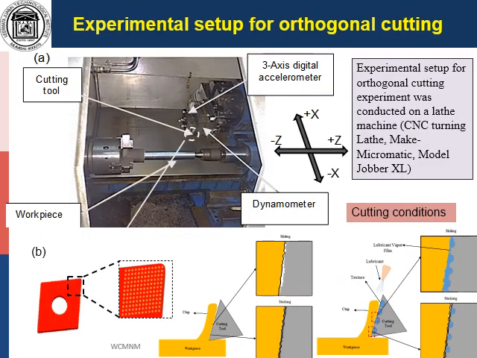In this slide, figure A shows the experimental setup used for conducting orthogonal cutting. To measure cutting tool vibrations, we have used a 3-axis digital accelerometer. The cutting forces generated have been measured using a dynamometer. Figure B shows a magnified schematic of the textured cutting tool.